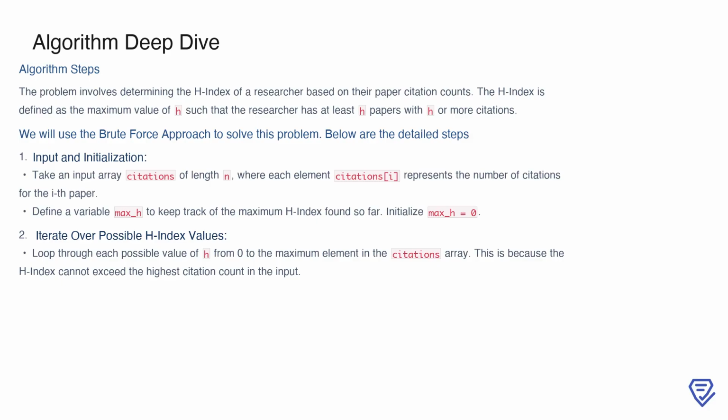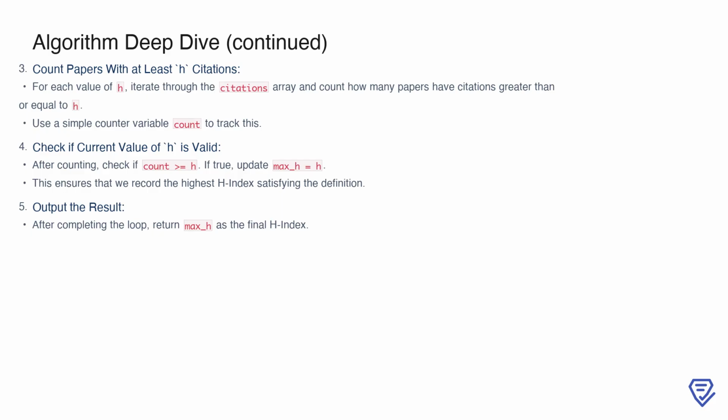Next, we iterate through all possible values of h, starting from 0 up to the maximum citation count in the array. This ensures we consider every potential h-index value that could be valid based on the data provided. For each value of h, we count how many papers have citations that are greater than or equal to h. This is done by iterating through the citations array and using a counter variable to track these papers.